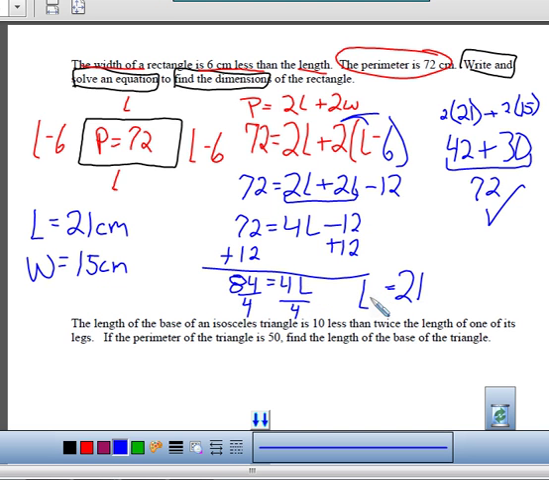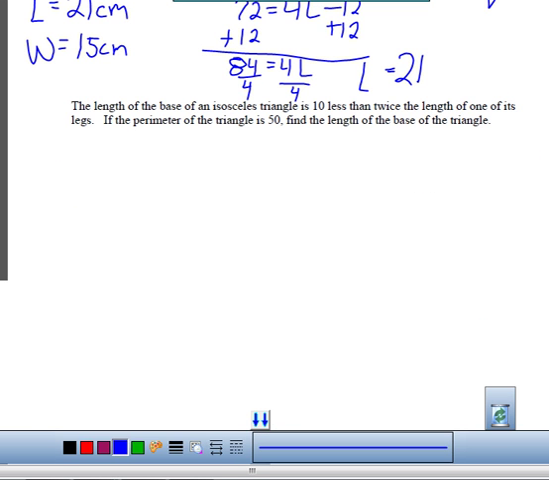Let's take a look at the next example. Actually, I'm going to help you set this next one up, and then I'm going to let you finish it. I'll tell you what the answer is supposed to be and see if you can figure it out. Alright, so the length of the base of an isosceles triangle, remember what isosceles means, there's 2 congruent sides, is 10 less than twice the length of one of its legs. If the perimeter of the triangle is 50, find the length of the base of the triangle.